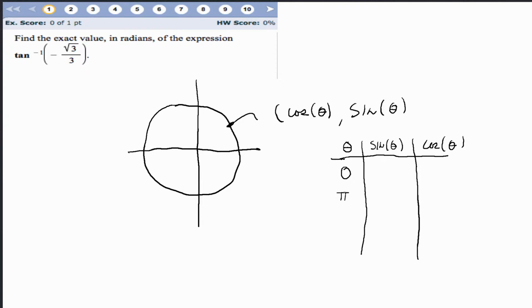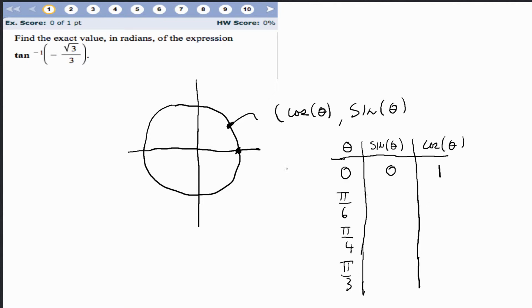There's a few values that we can calculate: 0, pi over 6, pi over 4, pi over 3. These are ones that you really need to either know or be able to create, like I am in front of us right here. So the sine of 0, well, that's 0. You can see that when the dot is right here, the sine of 0 is 0, and the cosine is 1.